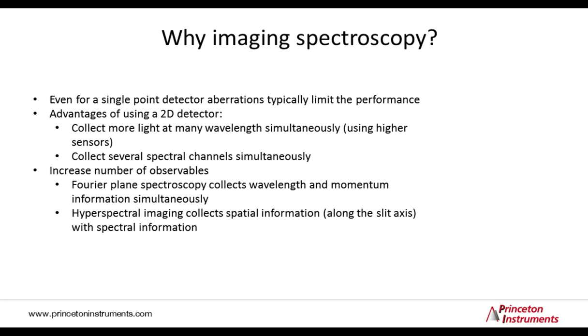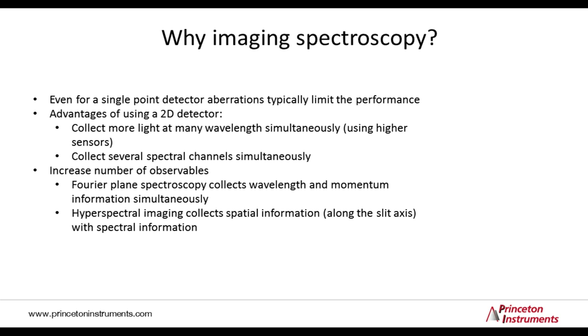But why would we use imaging spectroscopy? What are the advantages? One advantage is that it might enable one to collect more light at many wavelengths simultaneously, simply because one can use a higher detector. Also, in the case of the fiber bundle, it's easy to collect several spectral channels simultaneously, as each of the fibers might lead to a different point in the experiment. That can increase the number of observables greatly in the experiment.